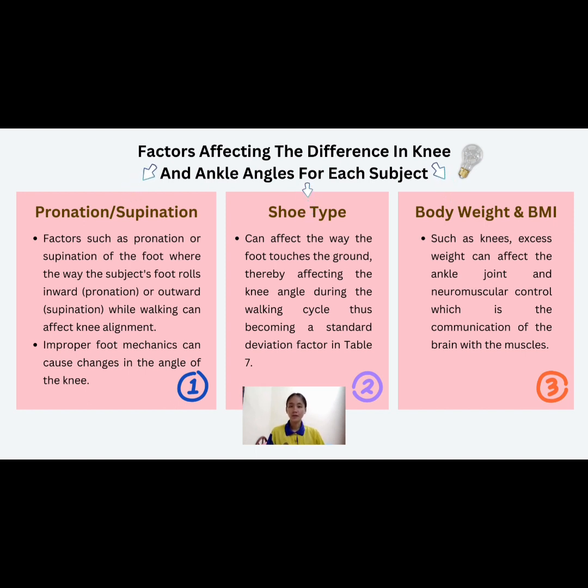Shoe type can affect the way the foot touches the ground, thereby affecting the knee angle during the walking cycle, and thus becomes a standard deviation factor in Table 7. The third one is body weight or BMI, as excess weight can affect the ankle joint and neuromuscular control, which is the communication of the brain with the muscle.